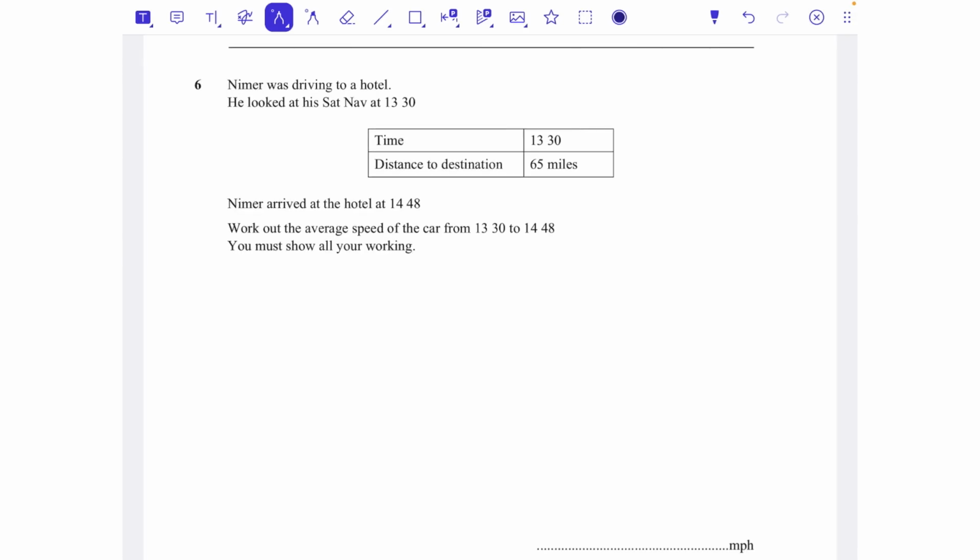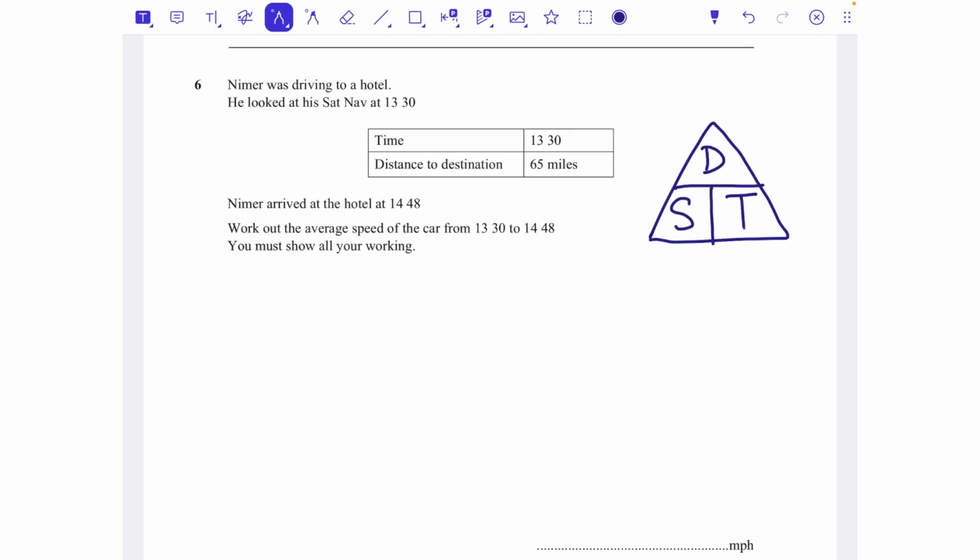Question number 6. Nima was driving to a hotel. He looked at his sat-nav at 1:30 and it said the time is 1:30, the distance to your destination is 65 miles. Nima arrived at the hotel at 2:48. Work out the average speed of the car from 1:30 to 2:48. So first we need to work out how long that's been. Let's draw our triangle as well. Speed, distance, time.